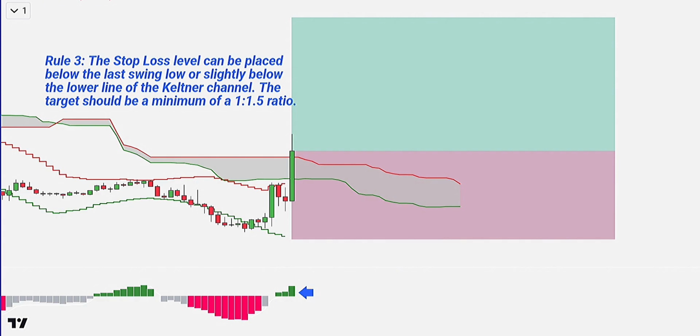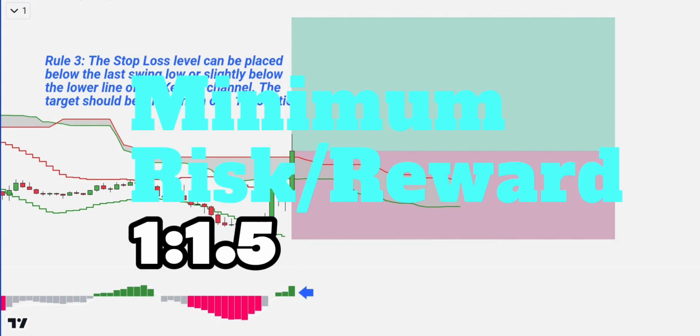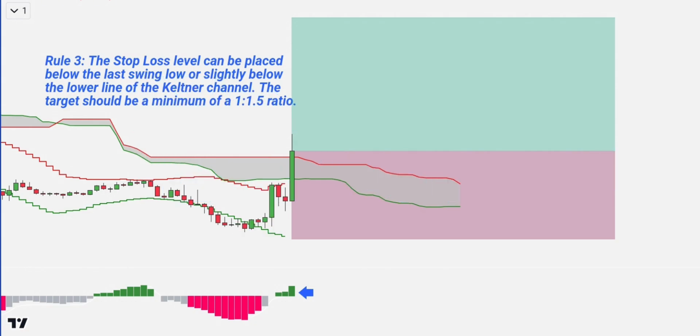Rule 3 is all about managing risk and setting targets for our long positions. By placing our stop loss either below the last significant swing low or just under the lower line of the Keltner Channel, we ensure that potential losses are controlled. Simultaneously, targeting a minimum risk-reward ratio of 1 to 1.5 allows us to seek opportunities with favorable profit potential compared to the risk involved. This rule forms the cornerstone of our risk management strategy.